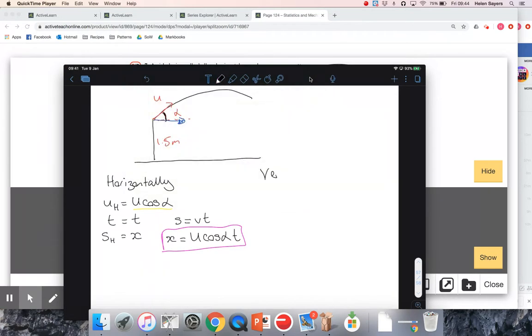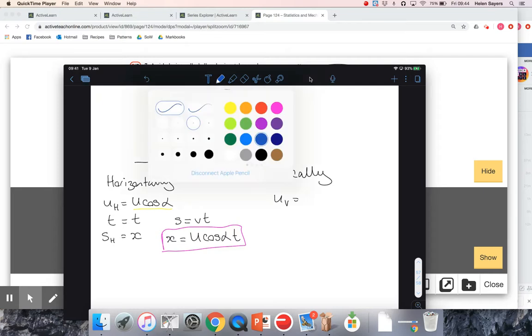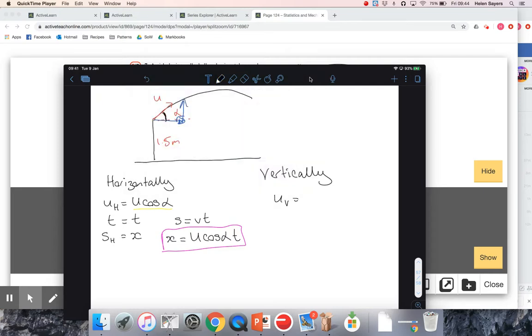Hopefully I've left myself enough space. So vertically, I'm looking for that component of the initial velocity. So obviously we've got a right angle triangle there. So that's opposite angle alpha, so that's going to be u sine alpha. T, I'm just calling t, and there is acceleration, so I'm taking up as positive. There I was taking right as positive. So if I'm taking up as positive, acceleration is going to be minus g, because obviously gravity works downwards.